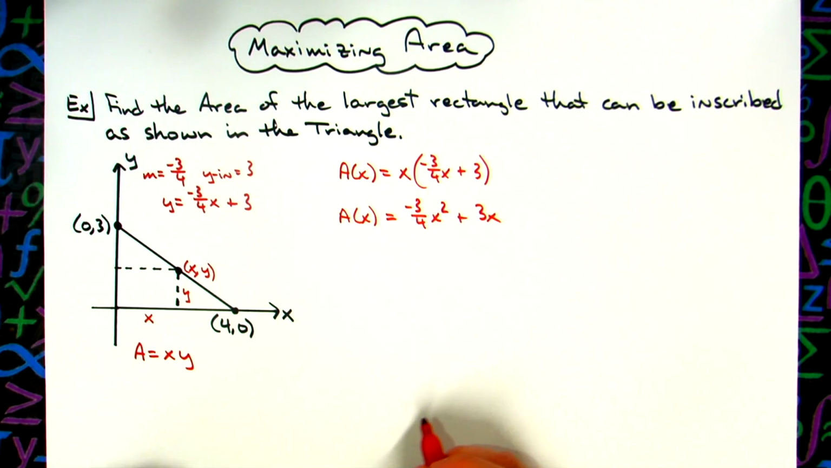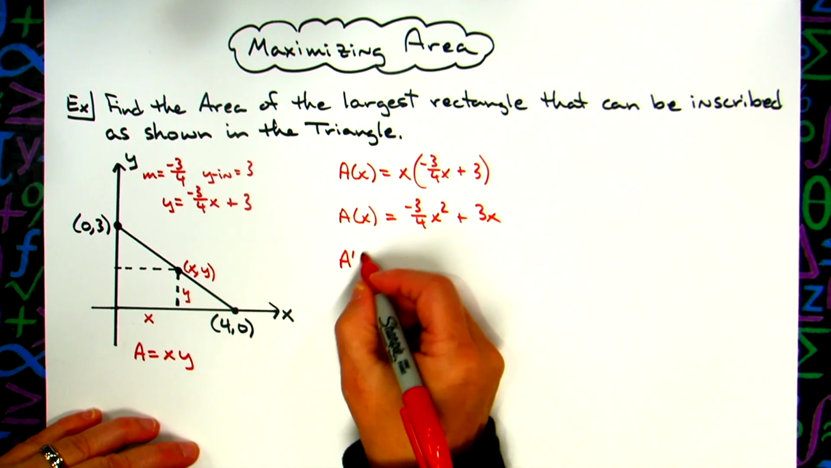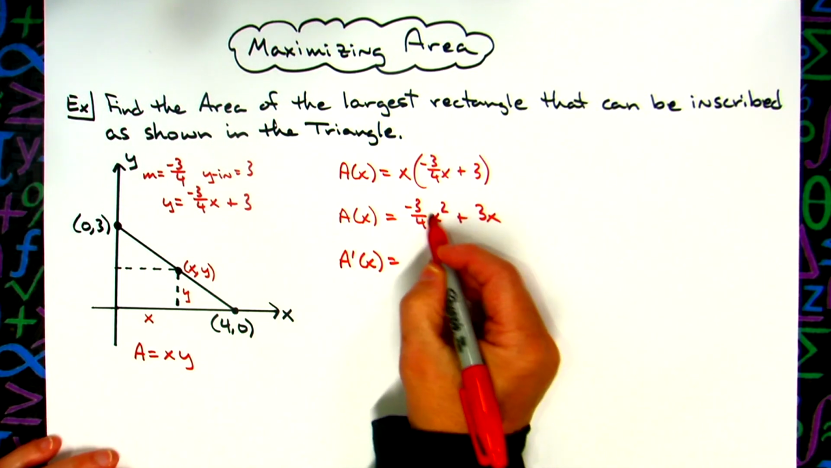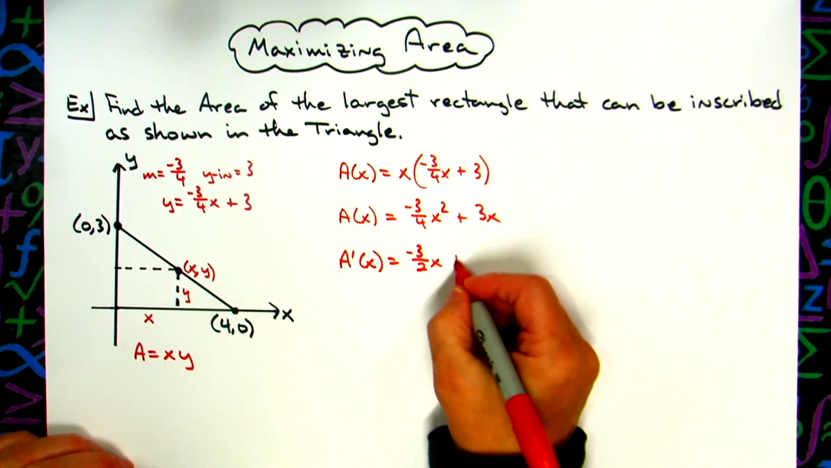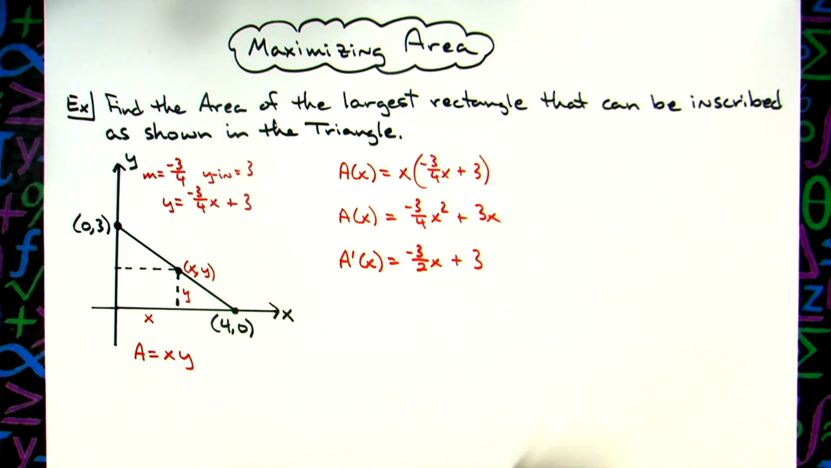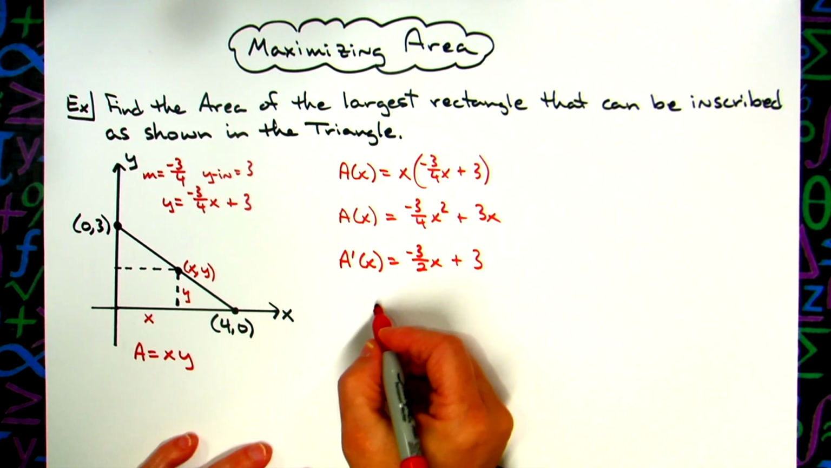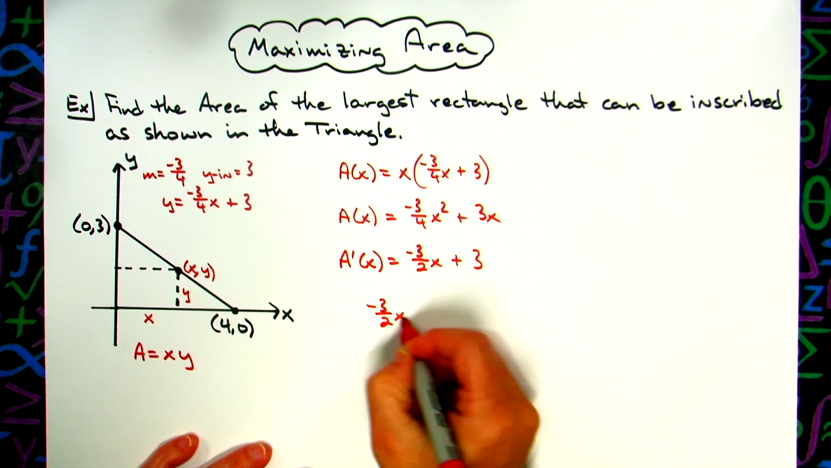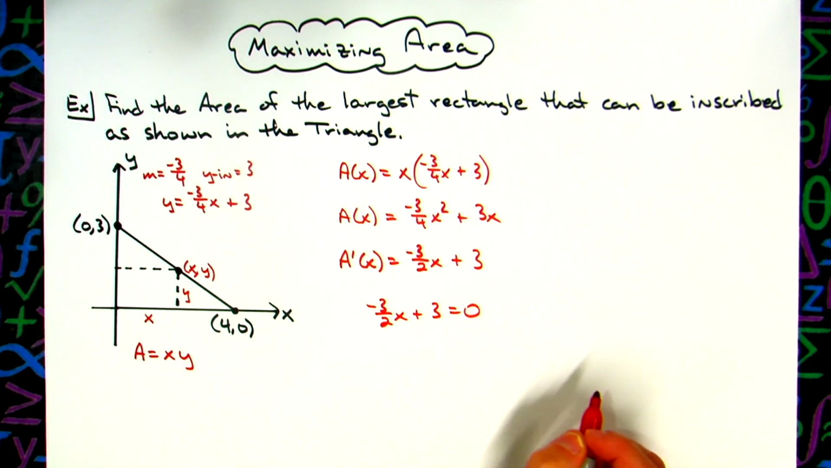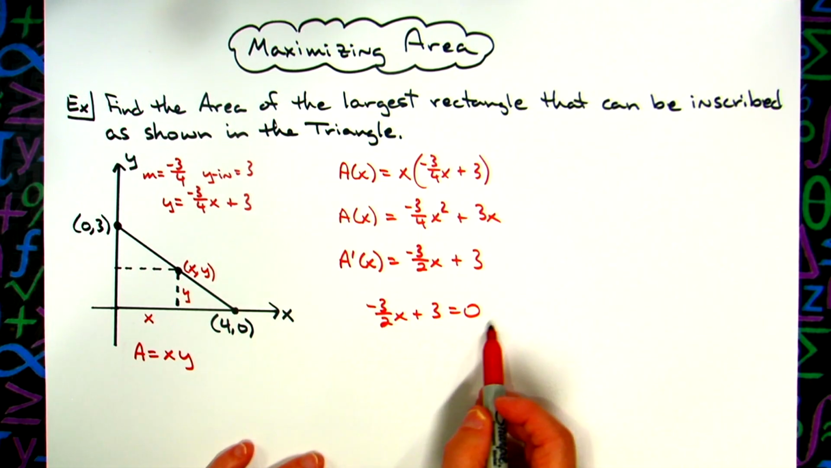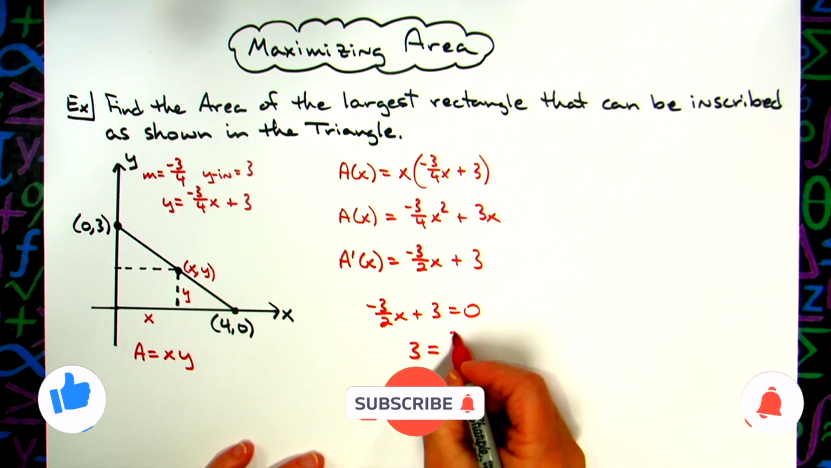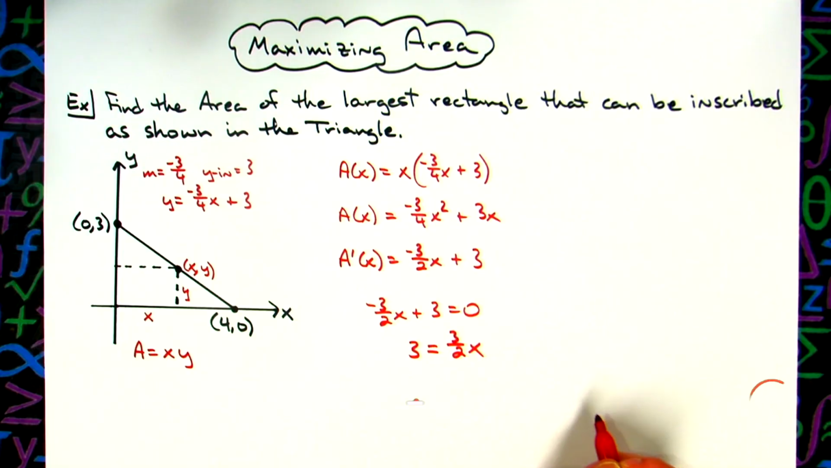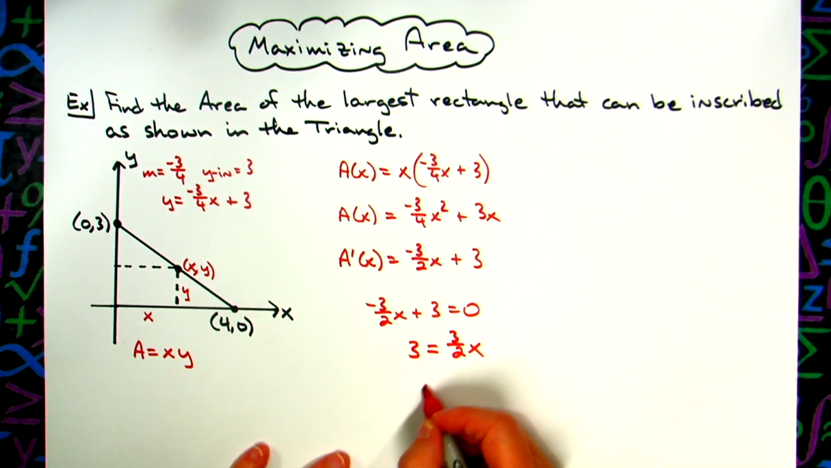At this point, we want to take our first derivative, so A prime of x. Taking the derivative right here, I'm going to have a -3/2 x. Taking the derivative on that 3x, I'm going to have a 3. Now, once I get there, I can set that equal to 0 and solve for x. So -3/2 x plus 3 equals 0. Actually, it's probably going to be easier to add the 3/2 x to both sides, so then I've got a positive on both sides. So I'll have 3 equals 3/2 x. And then solving for x, we're going to be down to x equals 2.